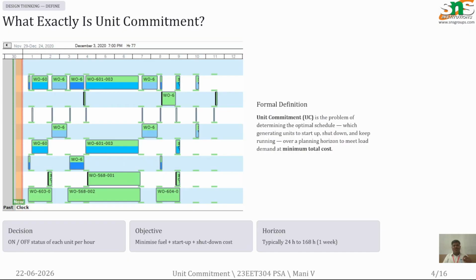So what exactly is unit commitment? Unit commitment is the problem of determining the optimal schedule: which generator has to be turned on, which has to be turned off, and which one has to keep running over our planning horizon, to meet the load demand at minimum total cost. The decision is based on attaining the objective of minimum fuel cost as well as startup cost and shutdown cost. The planning horizon is typically at least 1 week.